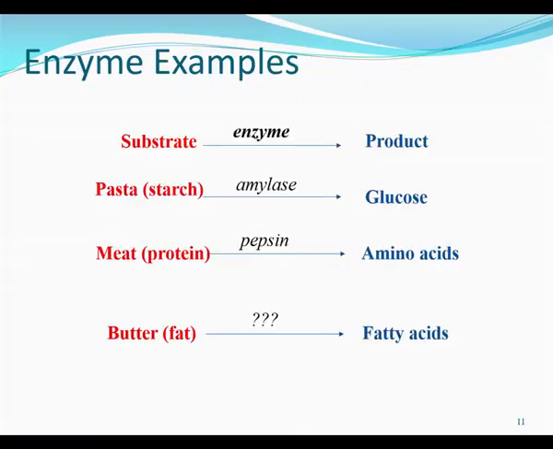Here are some examples of enzymes in the digestive system. You should be able to name the substrate and product for the digestive enzyme. For example, the substrate for amylase is starch, the product is glucose. Butter is the substrate for what enzyme? Hopefully you remember that those are lipases that break down fat into fatty acids.